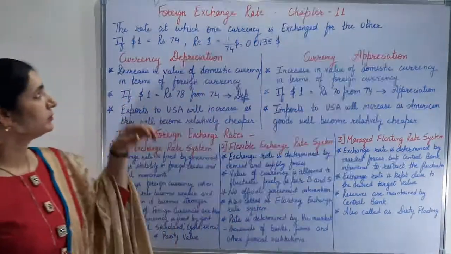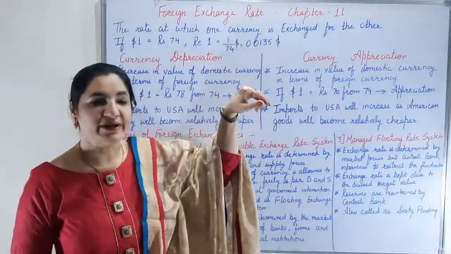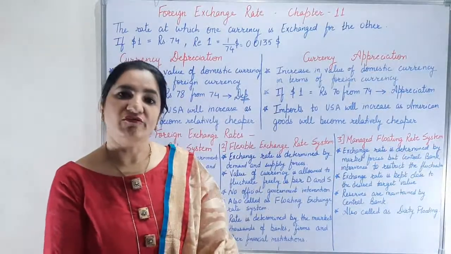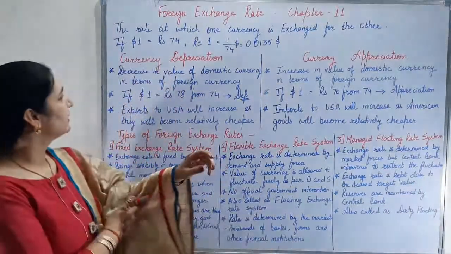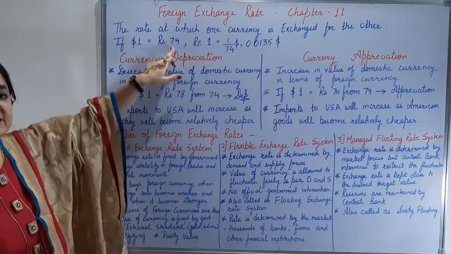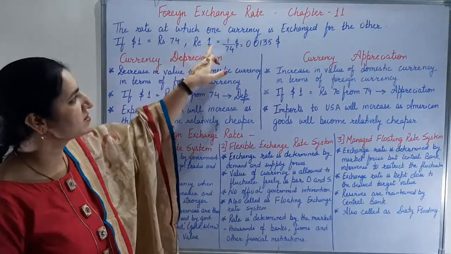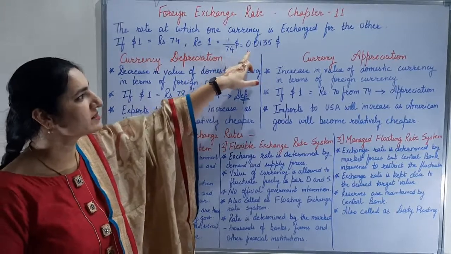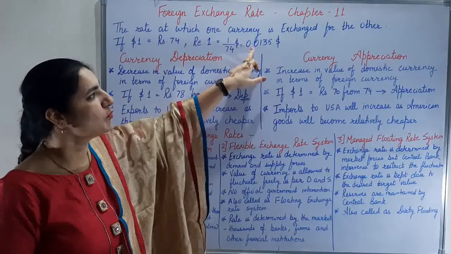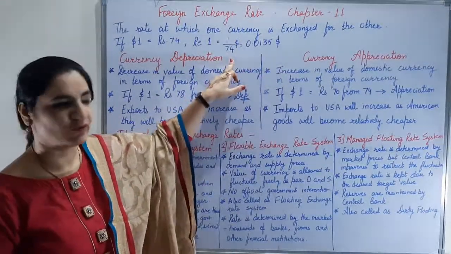Foreign exchange rate means the rate at which one currency, that is the currency of one country, is exchanged for the other, that is the currency of another country. Suppose I have taken an example here. If $1 is equal to rupees 74, this means that rupee 1 is equal to 1 by 74 dollars, that is the value of 1 rupee in terms of dollar is $0.0135, that is 1 divided by 74.